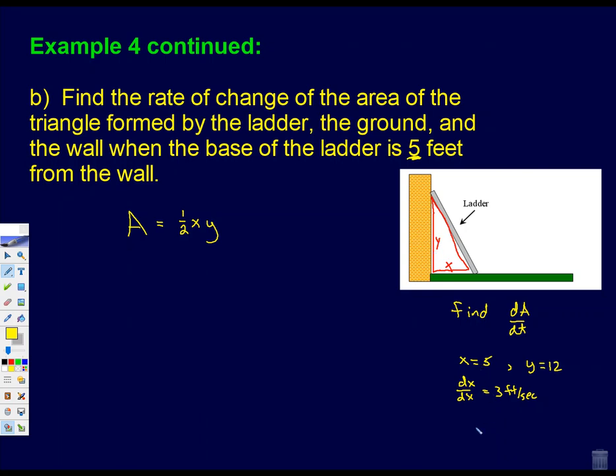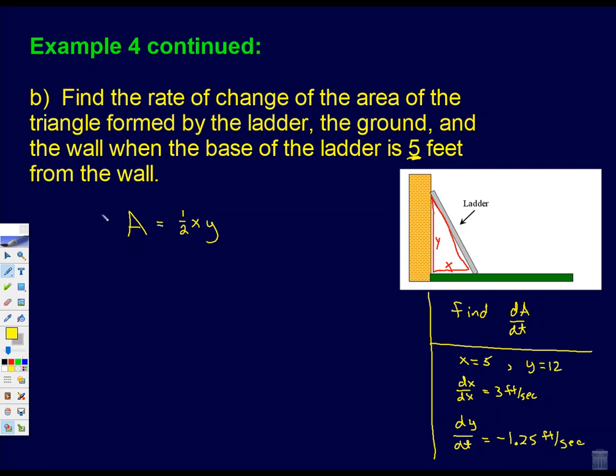We also found in the previous problem the rate of change of y at this exact instant was negative 1.25 feet per second. We may need all of those quantities, so I'm just going to make a note of what we learned in the last one. And then what we're supposed to find is the rate of change of the area of that triangle.